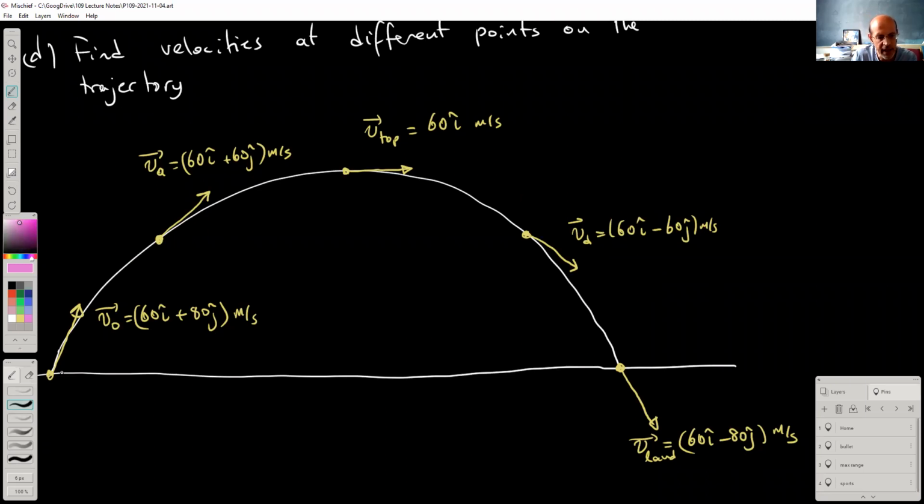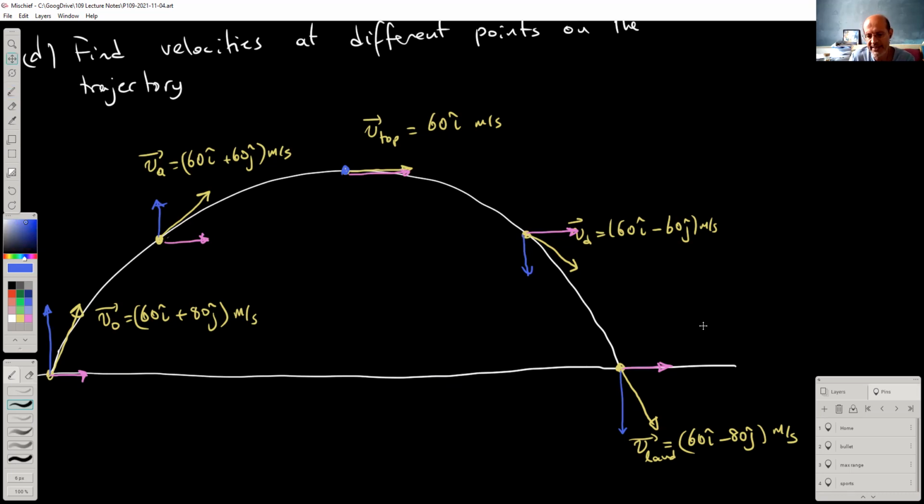So as a result, I can draw the components like that. For the x component, it's always like that. All the x components are the same. They are supposed to be the same. All the y components, however, differ. It becomes 0 in here, negative downward in here, and more downward in here. Okay, this is on the trajectory basically.